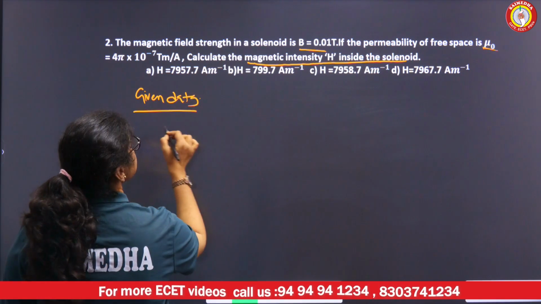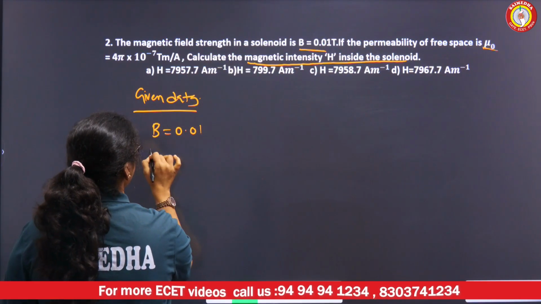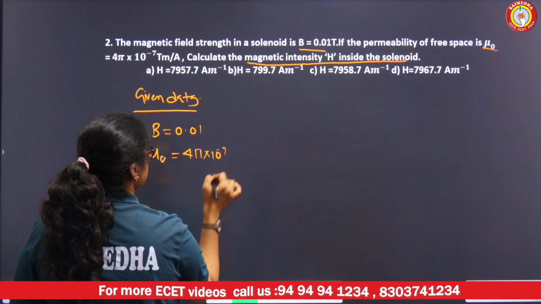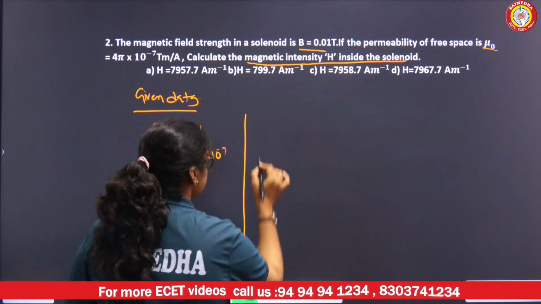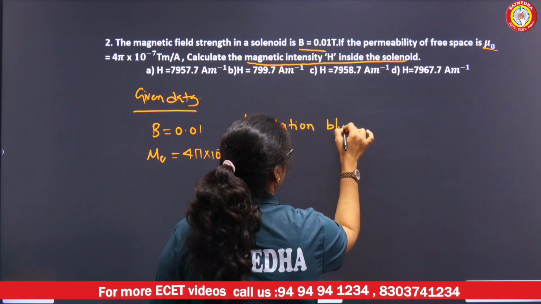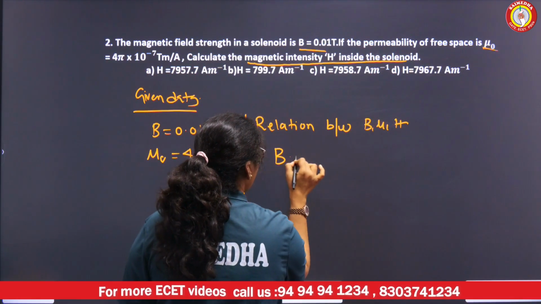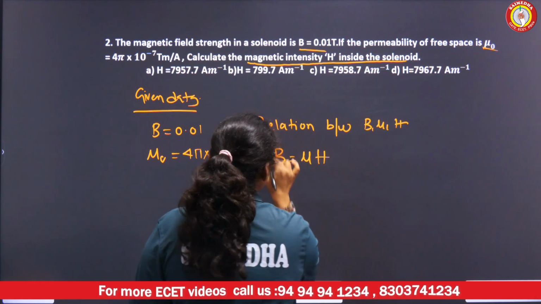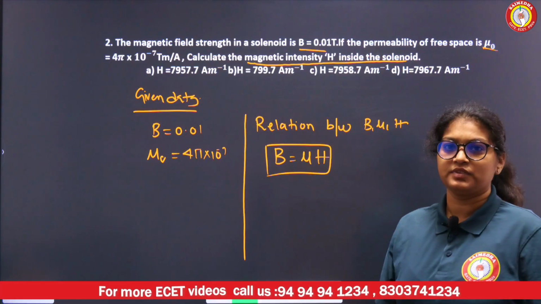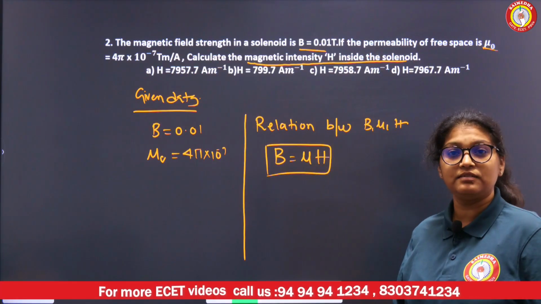So the given data is B is equal to 0.01 and mu naught is equal to 4 pi into 10 power minus 7. Now we have to make a relation between B, mu, and H. That is B is equal to mu H. This is the beautiful relation between B, mu, and H. Clear? Magnetic flux density, permeability, magnetic field intensity.